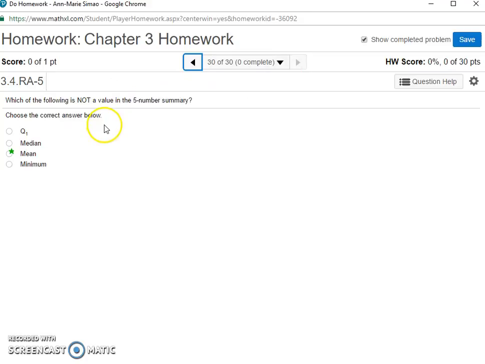And which of the following is not a value in the 5-number summary plot? It's going to be the mean, because remember, we have the minimum there, the median is Q2, and we have a Q1. The mean is not in there.